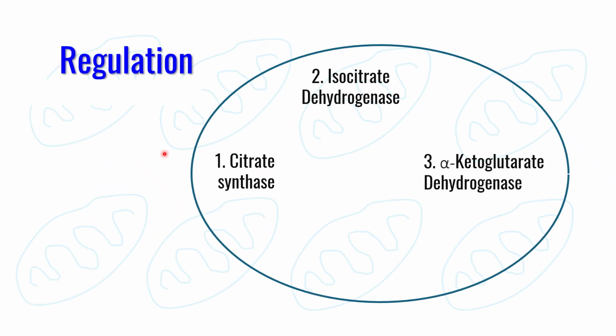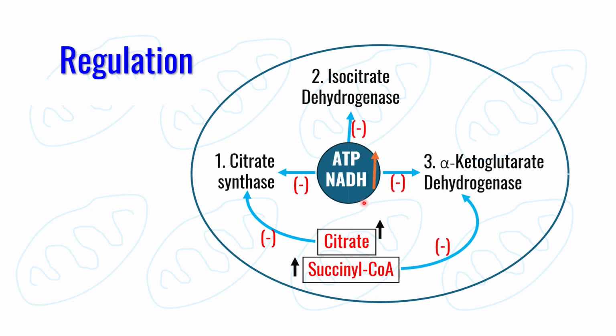So let us discuss regulation of TCA cycle. There are three key regulatory enzymes. First one is citrate synthase, second isocitrate dehydrogenase, third is alpha-ketoglutarate dehydrogenase. All these enzymes are inhibited by the high energy state indicated by high level of citrate, high level of succinyl-CoA, or high level of ATP and NADH. All these conditions will inhibit these enzymes and therefore the TCA cycle. However, under the low energy state, these enzymes are induced and therefore the TCA cycle is activated.